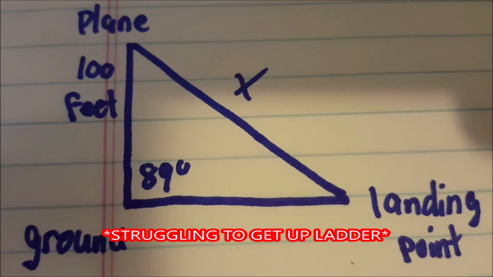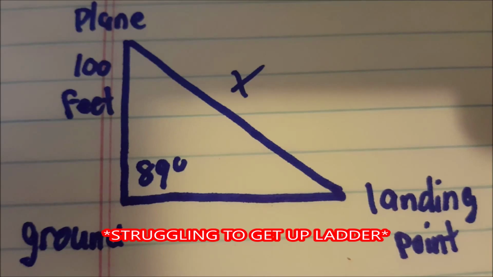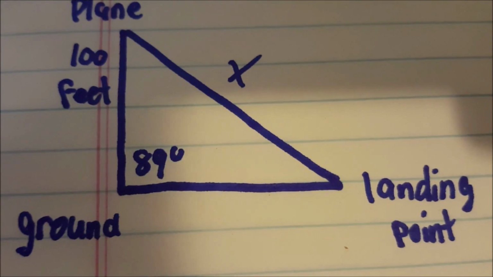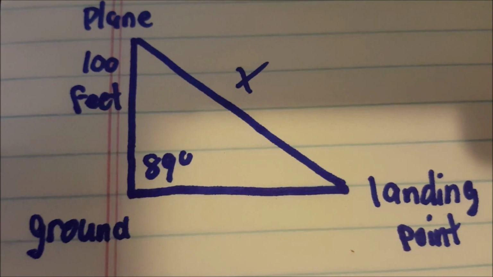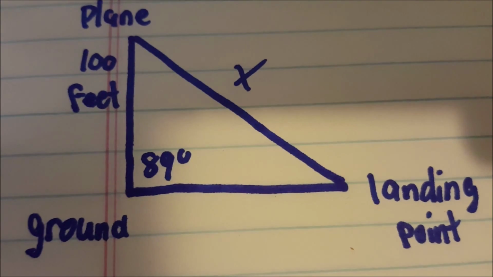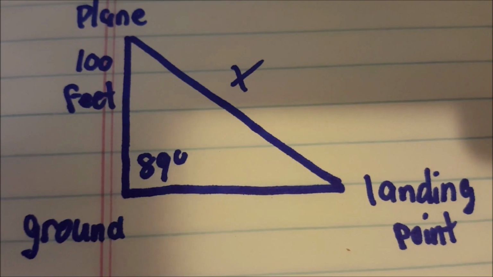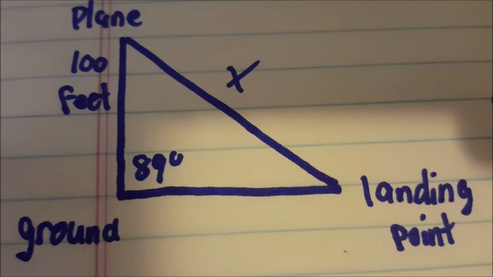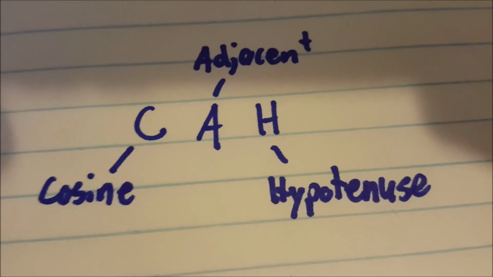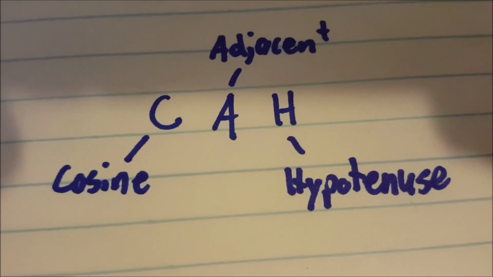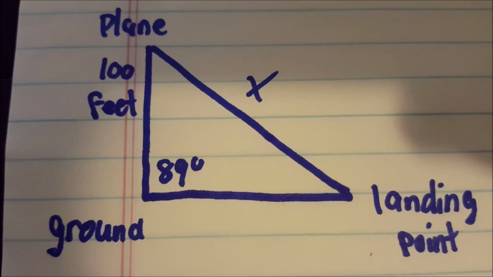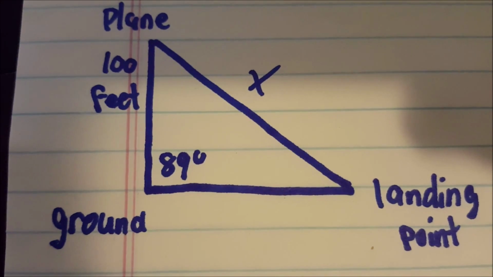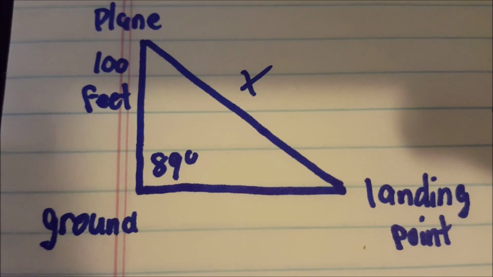Problem: the stranded people have been saved by the seals, and they need to get to the landing point of the hospital to fix Jorge's leg. The angle the plane makes with the ground is 89 degrees, and they are 100 feet off the ground. We are trying to find the distance the plane has to descend to the landing point. To figure that out, we need cosine. Cosine is adjacent over hypotenuse. The adjacent of the degree is 100 feet, and the hypotenuse is x.